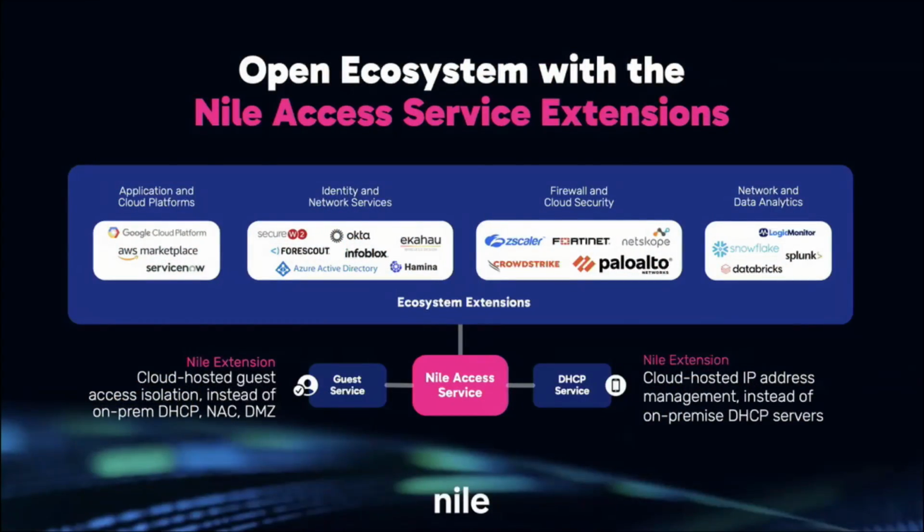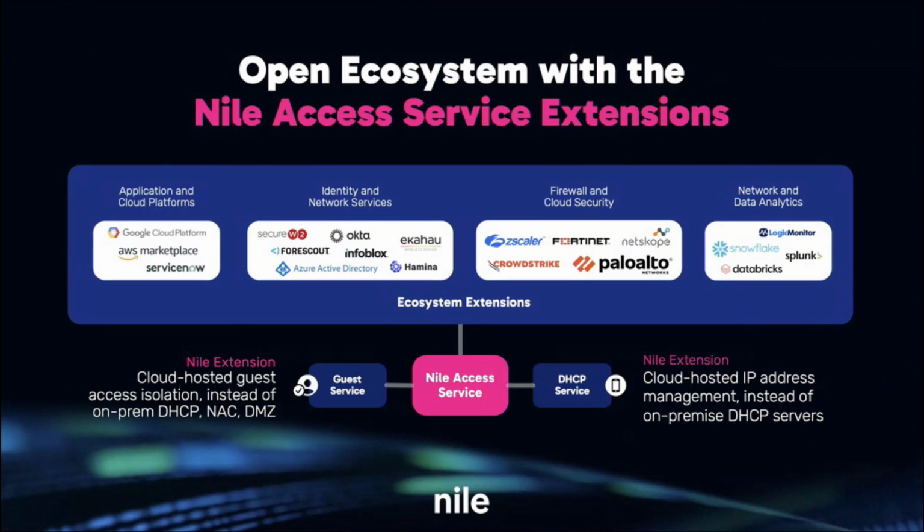I'm going to quickly touch upon how this infrastructure gets extended. So let's say that we build a Nile Access Service. We're a customer of it. We have control and visibility. A lot of the life cycle is automated.